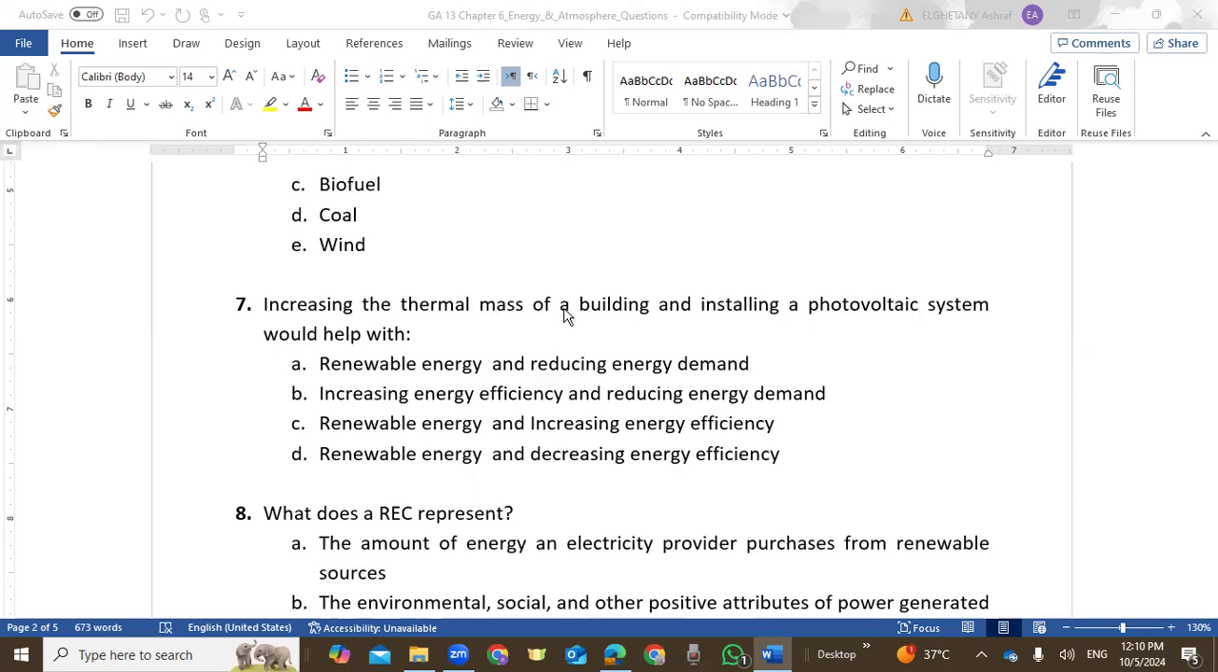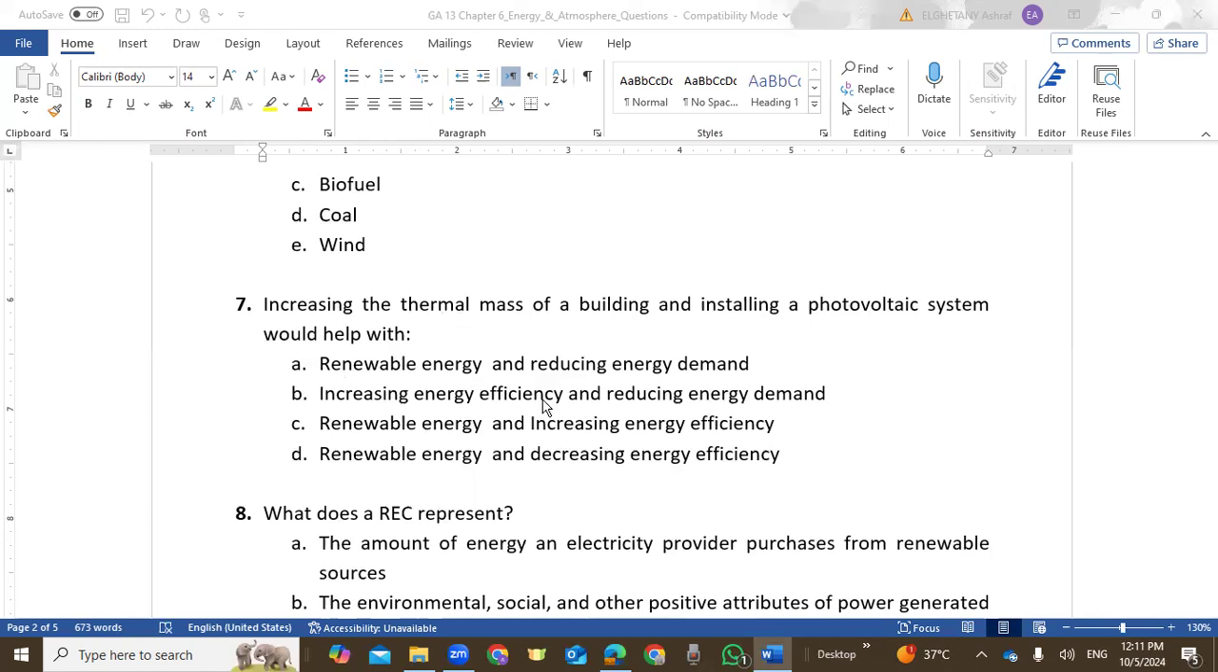So thermal mass is a kind of passive design of a building. And installing photovoltaic means renewable energy. Would help with renewable energy. Thermal mass is not renewable energy. Photovoltaic is renewable energy. Reducing energy demand is done with thermal mass, yes.